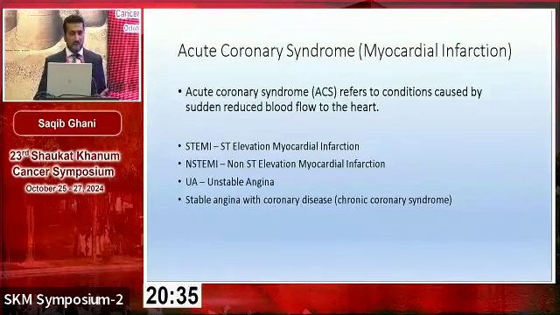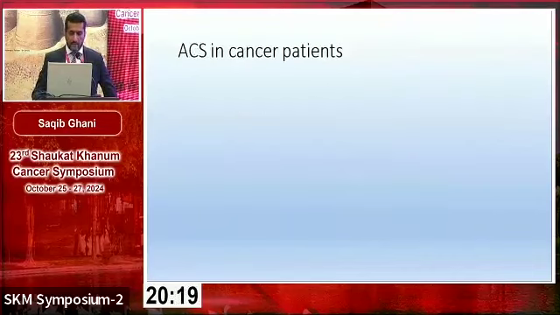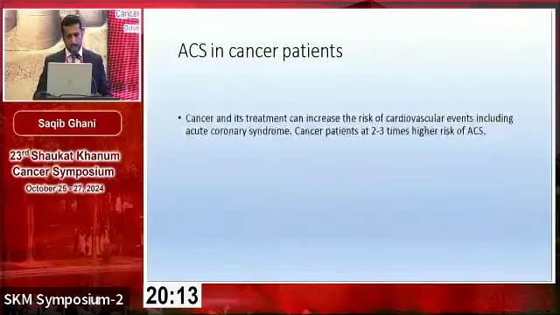The third category can be unstable angina, where they may not have acute blockage in the artery, but the symptoms are getting worse. And we may treat them as inpatient or outpatient, followed by chronic coronary syndrome, which is also called stable angina, which you can manage on a routine basis. So how is management of acute coronary syndrome or myocardial infarction a little bit different in cancer patients?